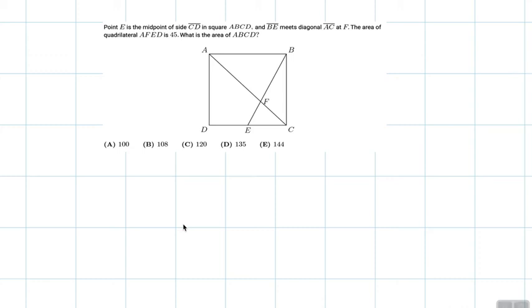Point E is the midpoint of side CD in square ABCD, and BE meets diagonal AC at F. The area of quadrilateral AFED is 45. What is the area of ABCD?